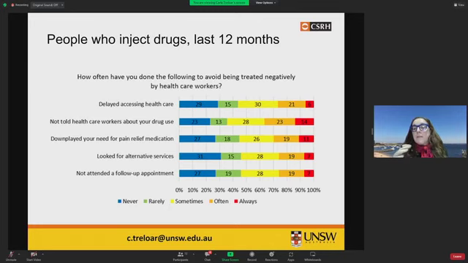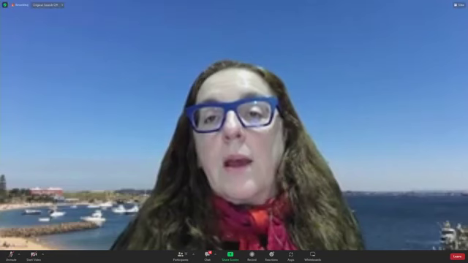So if we have 70% of people in this sample saying this time after time after time, we know that there are still gaps to attend to in the delivery of health services so that people feel safe and they want to come back and continue their healthcare journey. So thank you very much. That's a quick overview of that.